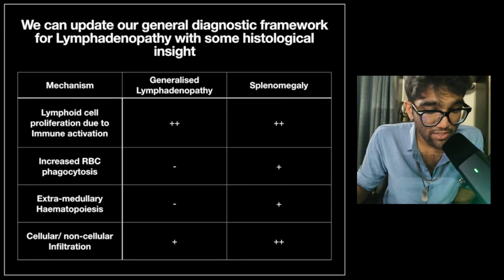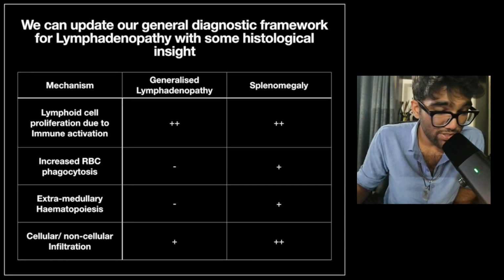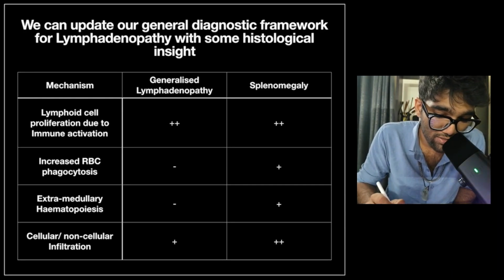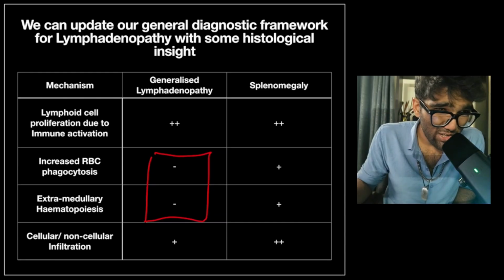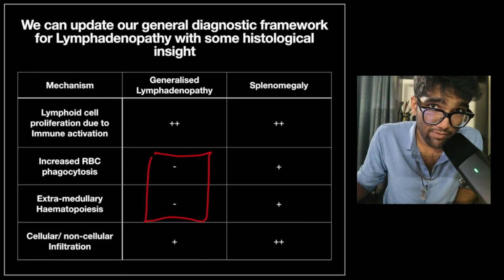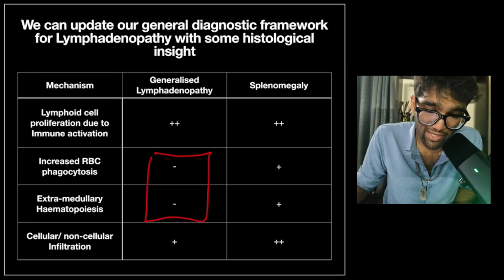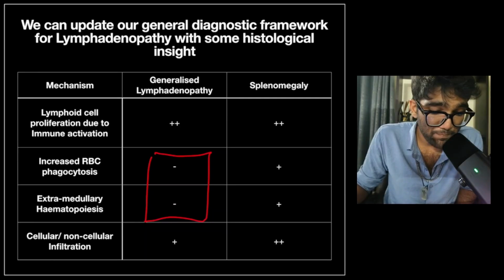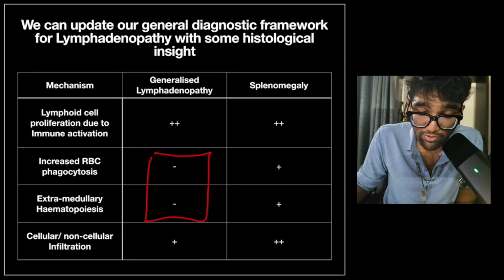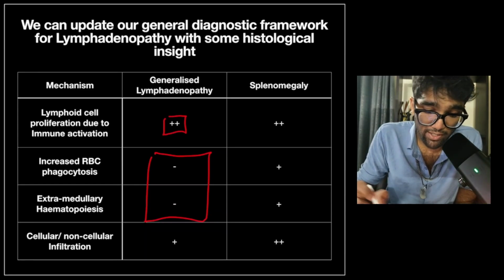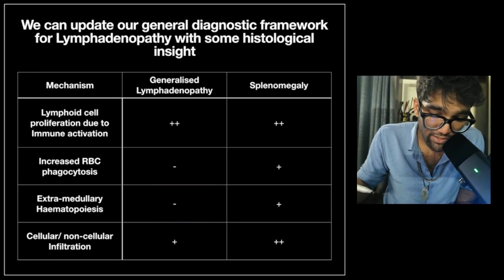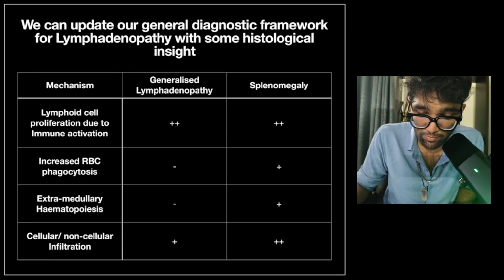So this was our general framework. We had discussed that RBC phagocytosis and extramedullary hematopoiesis do not result in generalized lymphadenopathy, because at no point during fetal development are lymph nodes a site for RBC production, and even extramedullary hematopoiesis very rarely affects lymph nodes, and even if it does, not in a generalized manner. So it's not generalized lymphadenopathy. However, lymphoid cell proliferation due to immune activation, whether due to an infection or not, does result in generalized lymphadenopathy. Similarly, cellular or non-cellular infiltration of lymph nodes also can result in generalized lymphadenopathy.